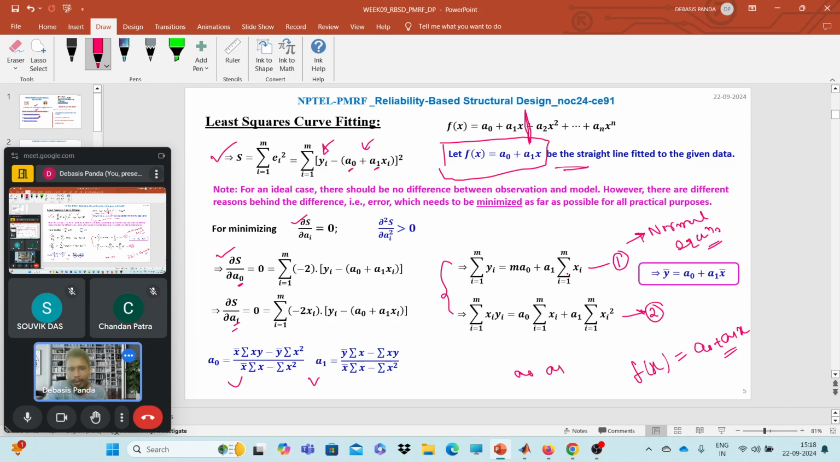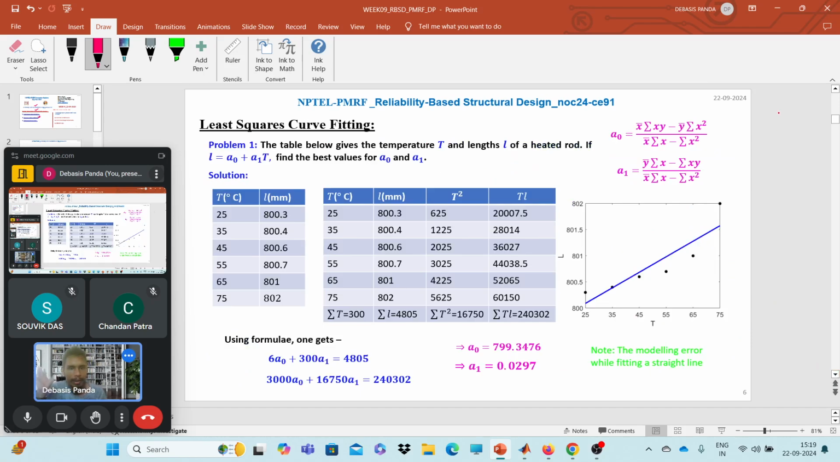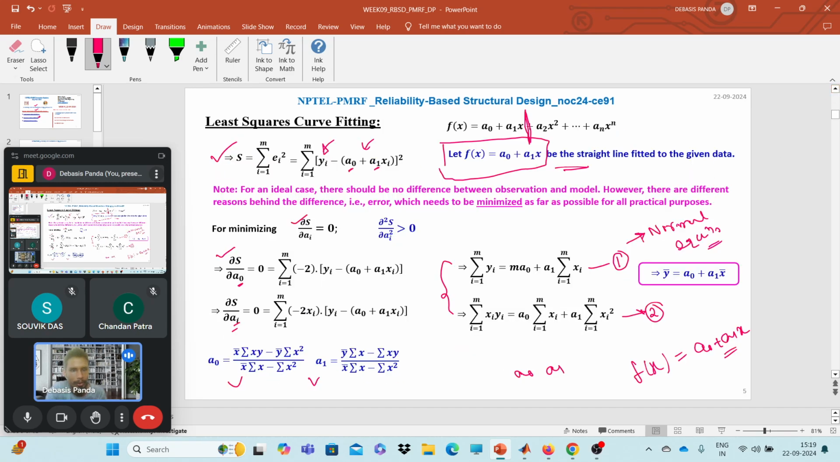Now the task is to solve for the unknowns. That means first you need to generate the normal equations. Here we have two unknowns, so we need two normal equations to solve the problem. Now if we have an nth degree polynomial, then we have n plus 1 simultaneous equations. So let's see, first we can solve one example, then we can move to this.